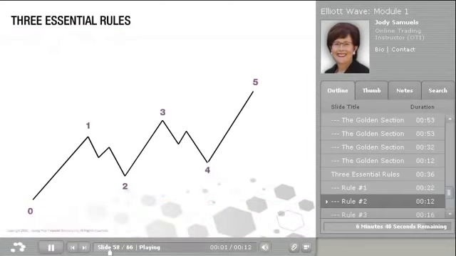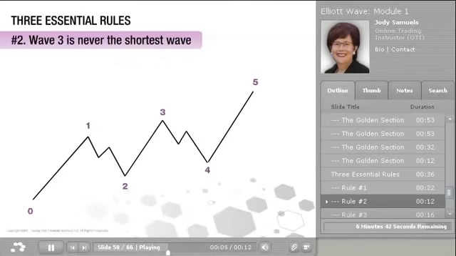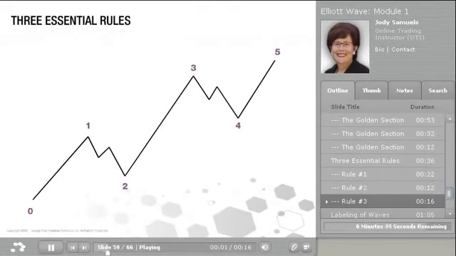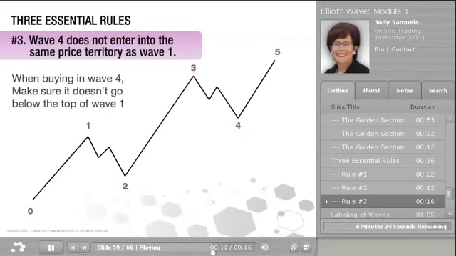Rule number 2. Wave 3 is never the shortest wave. When wave 3 is the shortest wave, another count may be in order. Rule number 3. Wave 4 does not enter into the same price territory as wave 1. This is also known as overlap. When buying in wave 4, make sure it doesn't go below the top of wave 1.